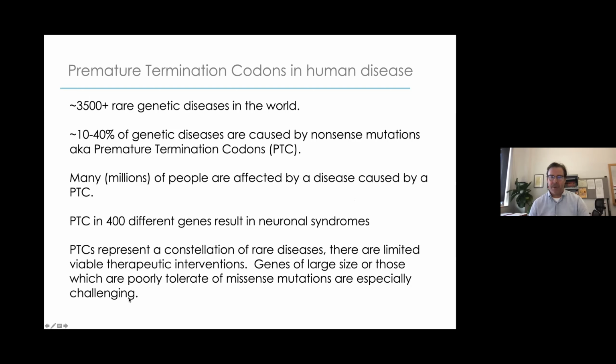And so you may often hear, oh, this is a very rare disease and only a few people have it. That may be true, but to a certain extent, the cause is a common issue in terms of protein inactivation. There are many different types of proteins that are inactivated. In the brain alone, PTCs in 400 different genes result in known neuronal syndromes.